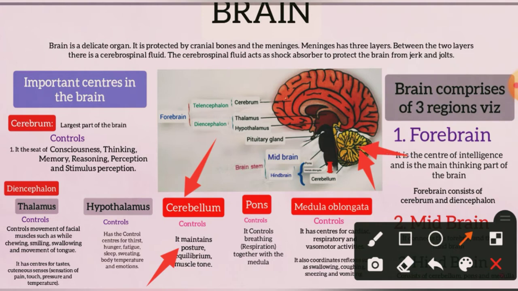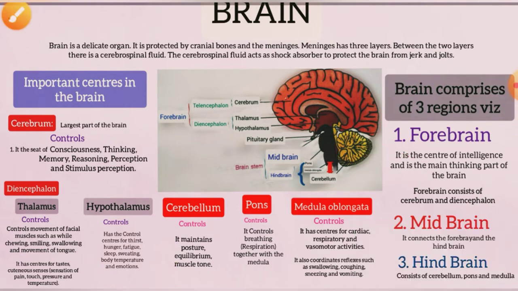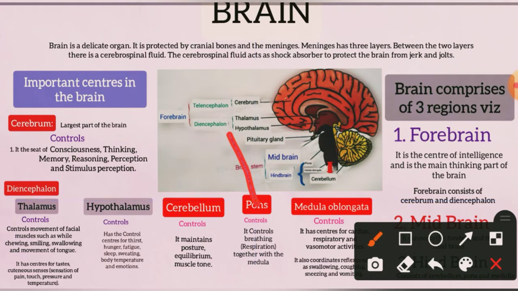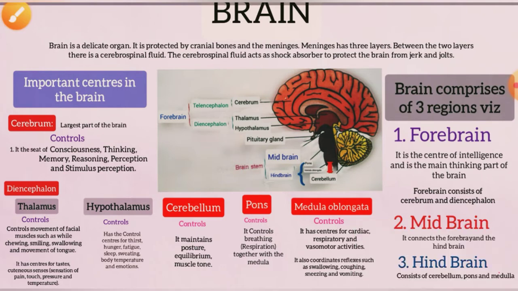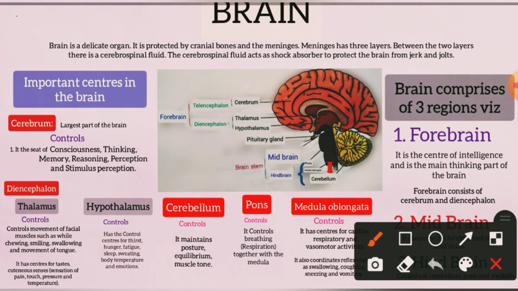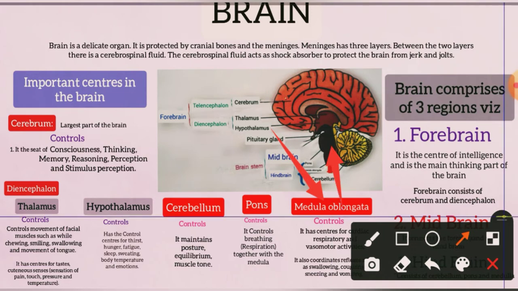Another control center is the pons. What does the pons control? Pons, along with the medulla oblongata, controls breathing and respiration. And the last control center is the medulla oblongata. The medulla oblongata is this area here. What does the medulla oblongata do?